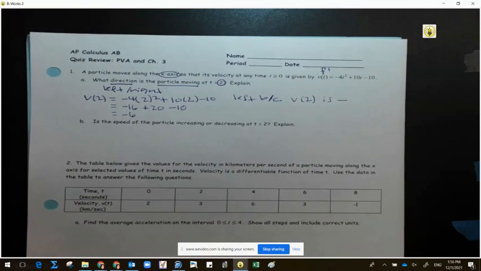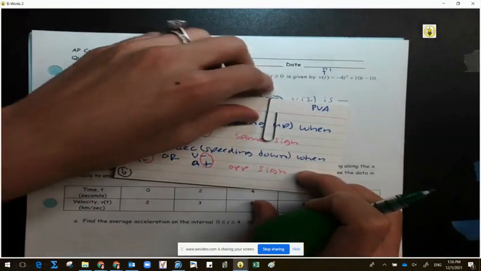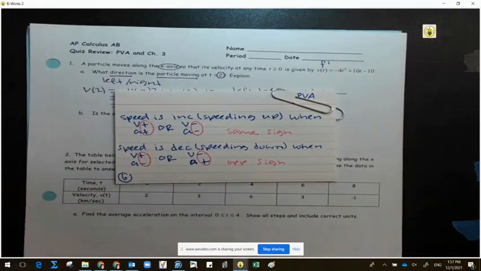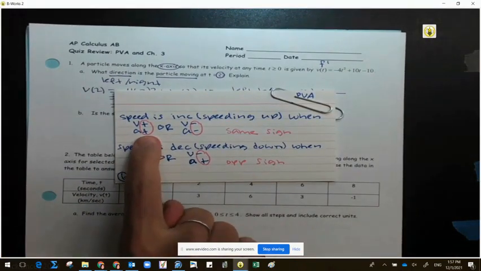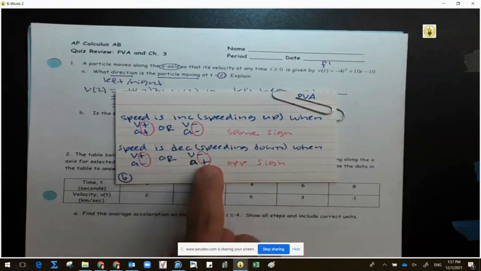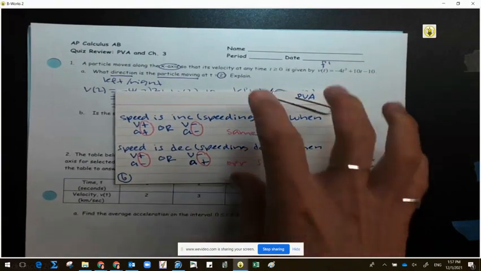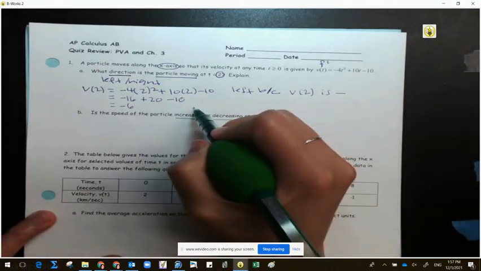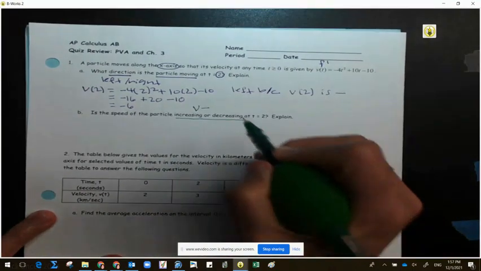Kenneth, let's read part B. Okay, so I'm going to go to my last card that we made yesterday. The speed is increasing when the velocity and acceleration have the same sign. It is decreasing in what case? When they have opposite signs. So right now we know the velocity is already negative. But I need to figure out what about the acceleration?